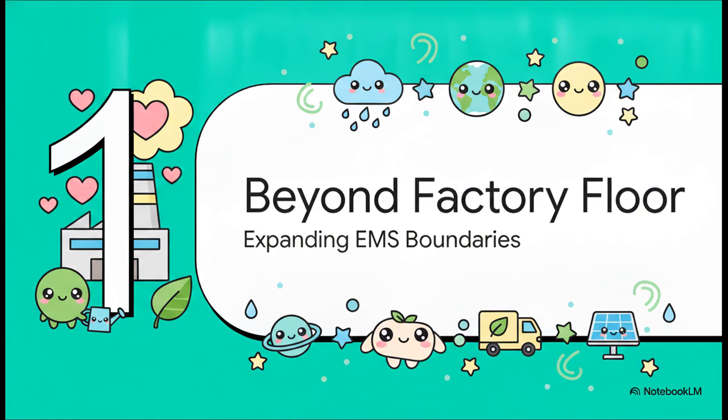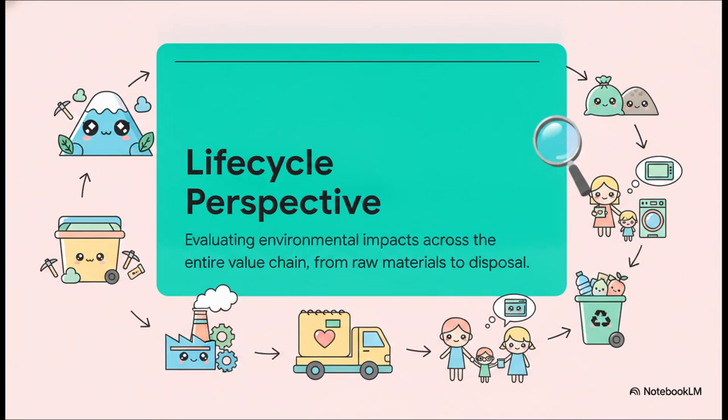All right, Section 1. Beyond the factory floor, expanding EMS boundaries. Modern environmental management systems, or EMS, are just no longer this internal, isolated operational thing. We really have to look at the whole picture now. And this brings us to a super foundational concept, the life cycle perspective. Under ISO 14001-2026, you just can't manage the emissions coming out of your own smokestack and call it a day. This perspective forces us to look upstream at suppliers, how are they extracting those raw materials, and downstream at our customers, how is the product being used, and ultimately, how is it disposed of? You literally have to evaluate the entire value chain.